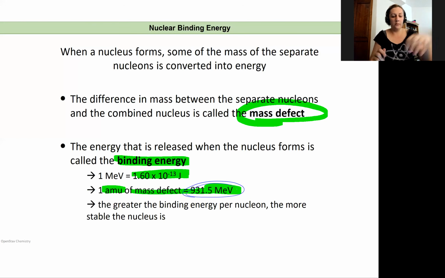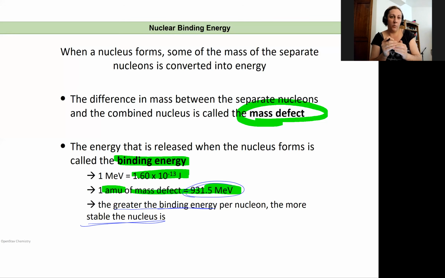We'll then take this information about binding energy and talk about how it predicts nuclear stability for a nucleus. We see that the greater the binding energy, the more stable the nucleus is, the more strong force attractions are holding it together, and so the more stable it actually is.